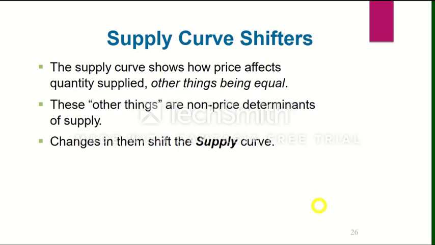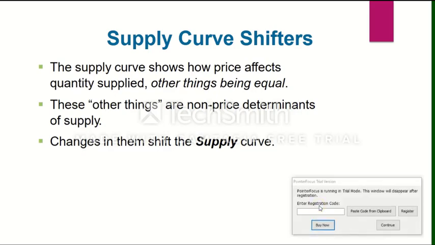A supply curve can shift as well. The supply curve shows how price affects quantity supplied, all other things being equal, or you can say ceteris paribus. These other things are non-price determinants of supply. Changes in them, that is, other things, shift the supply curve.